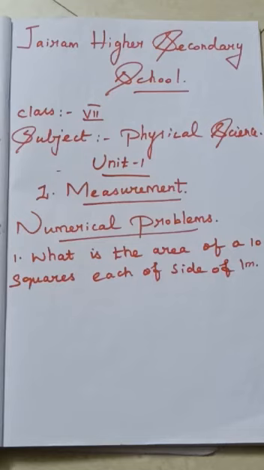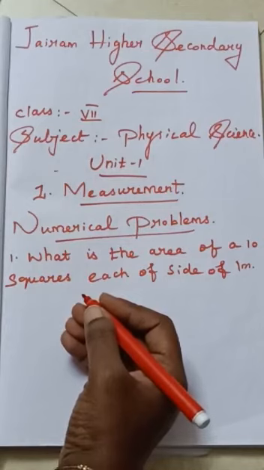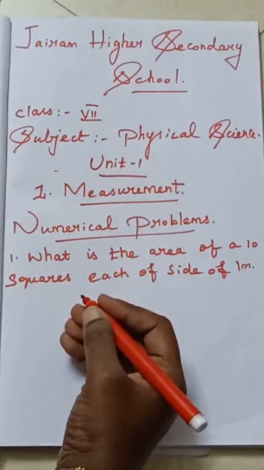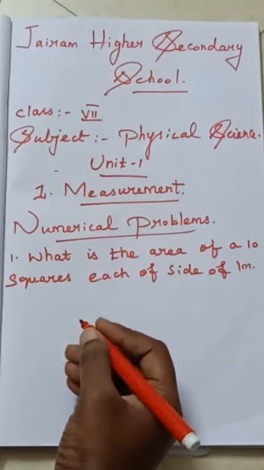That is the numerical problem. In that, our first exercise, the example question. As I told you, right now we are going to solve the example. After solving this example sum, we'll continue the exercise sums. The first question: what is the area of 10 squares, each of side 1 meter? Okay, once again I repeat the question. What is the area of 10 squares, each of side 1 meter?